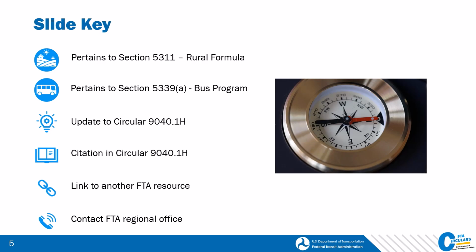A light bulb indicates there is an update here to version 1H of Circular 9040. And a book means there is a reference to a specific citation within the circular. The image of a link provides a link to another FTA resource. And the image of a phone is an indication that a recipient should contact their FTA regional office for more information.